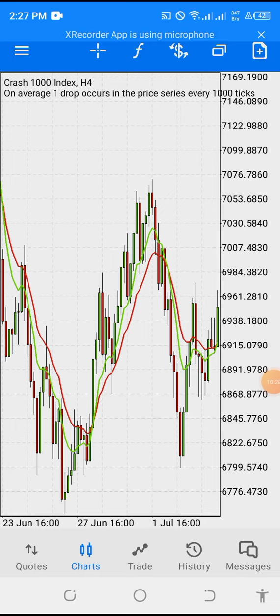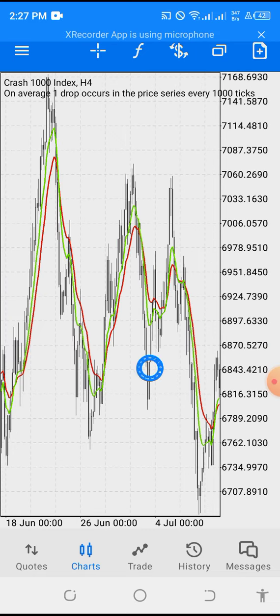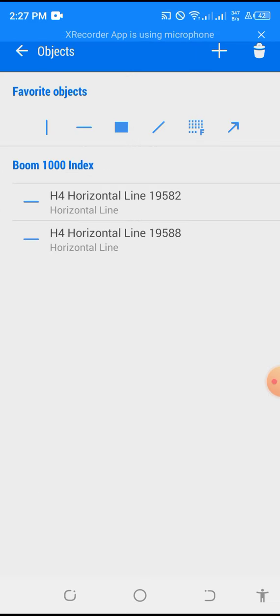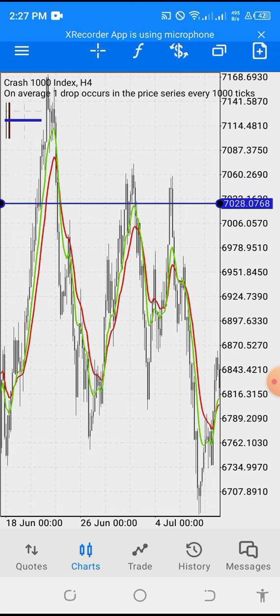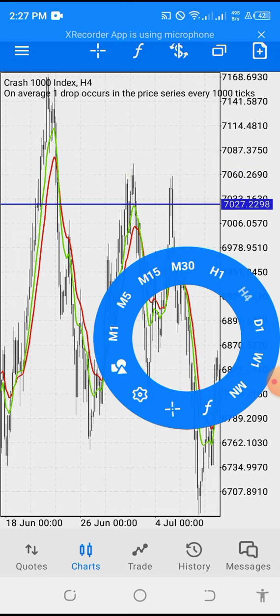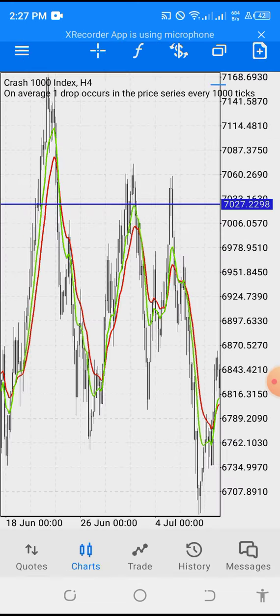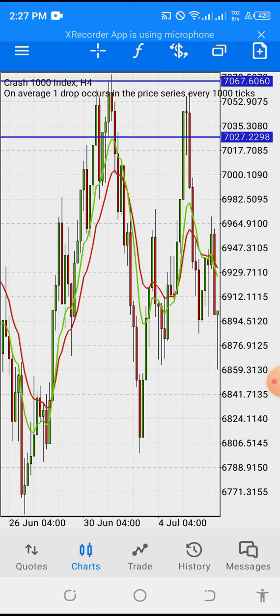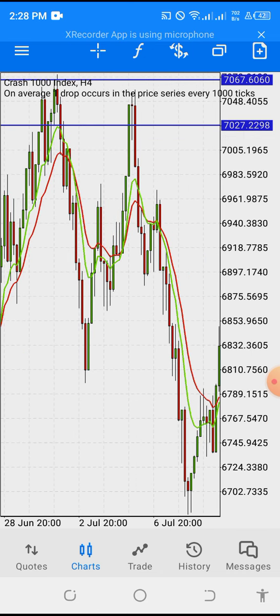You mark the last, remember, the last bullish candle that led to that great sell. Okay, you mark out the high and the low. Then you wait for price to get to that level again. Okay, so as you can see, price got to this level again, and what happened?